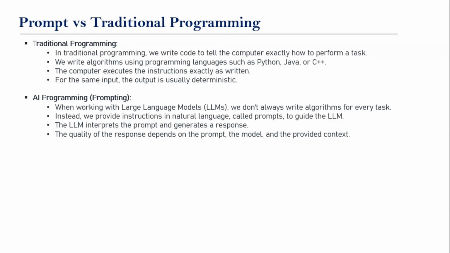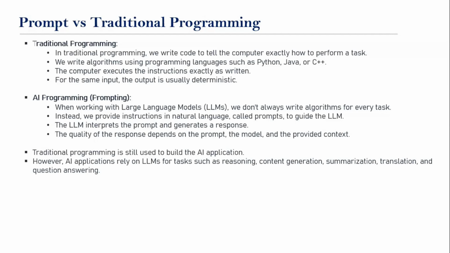And here you have to remember some points about AI application development. They are: traditional programming is still used to build the AI application. That means we need traditional programming to build the AI application. However, AI applications rely on LLMs for tasks such as reasoning, content generation, summarization, translation, and question answering. So, only for this logic, the AI application uses LLMs, and the remaining logic we have to build using our traditional programming only.